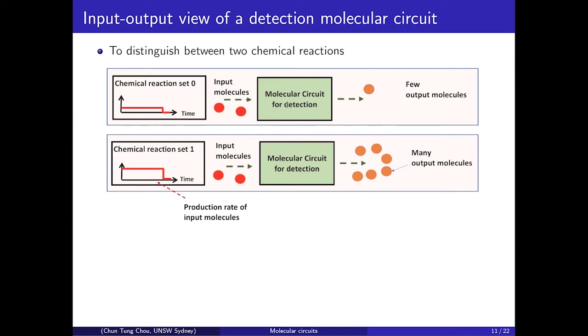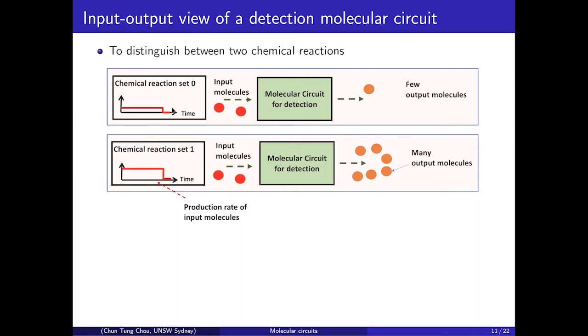When they are present for this particular circuit, it will produce some output molecules, which I have drawn as these orange circles here. This is from a chemical reaction point of view: input molecules going through a circuit will produce the output molecules. How about from a signal processing point of view? Now, we have two sets of chemical reactions that we want to distinguish. The first one I call chemical reactions set 0.